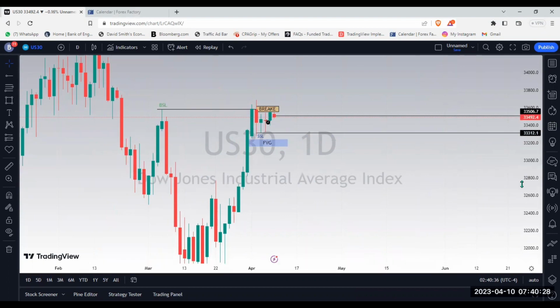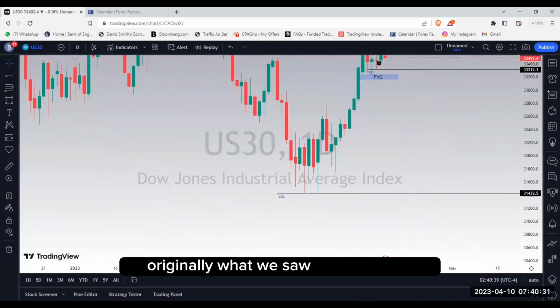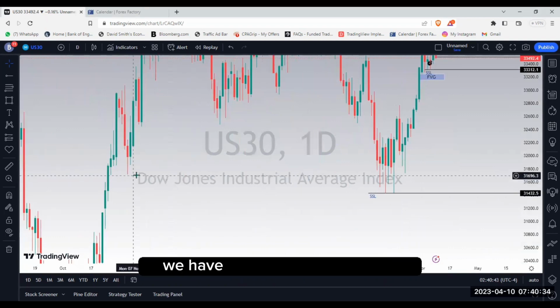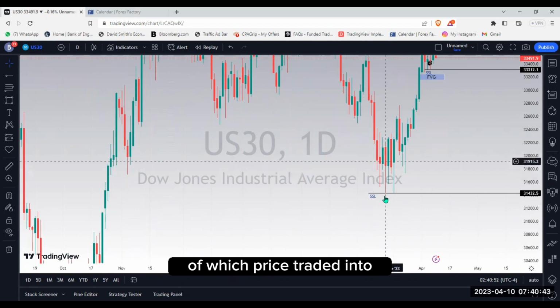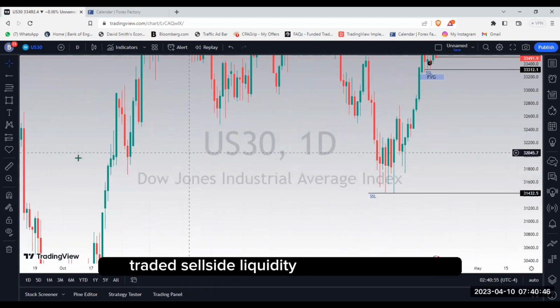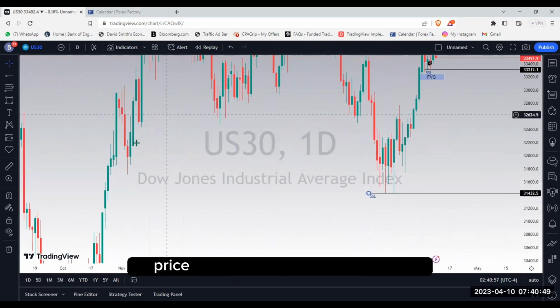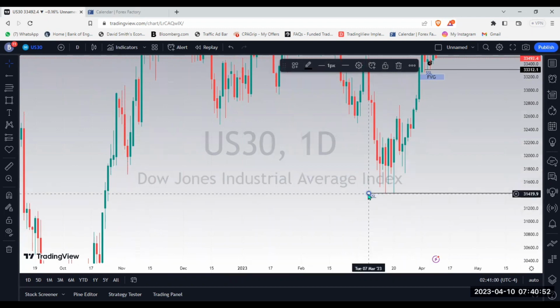Originally, what we saw here was that we had a sell side liquidity here, of which price traded into. You can see this, so price traded into the sell side liquidity. All right, price grabbed the sell side liquidity.